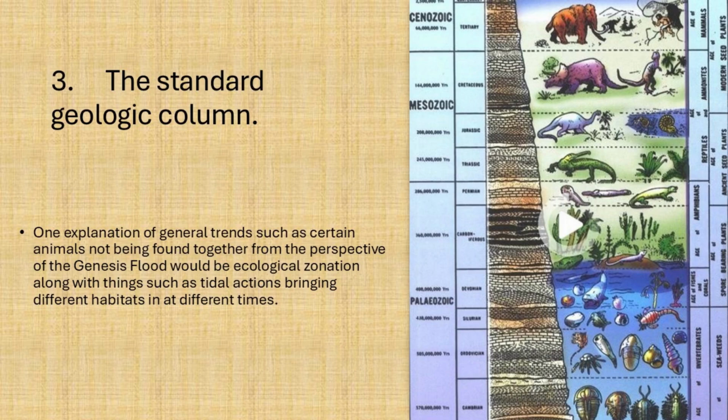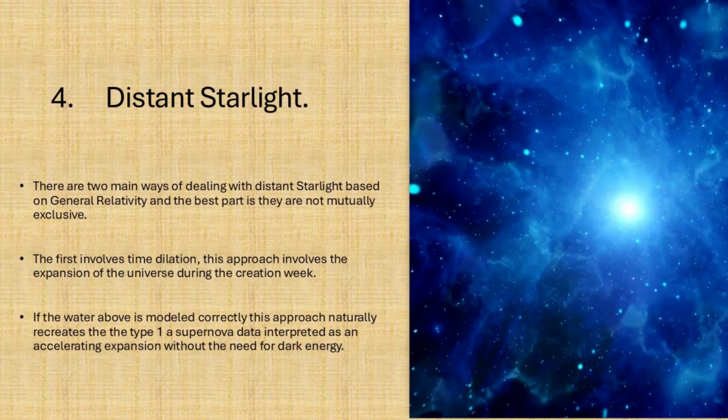Number four, distant starlight. There are two main ways of dealing with distant starlight, based on general relativity, and the best part is they are not mutually exclusive. The first involves time dilation. This approach involves the expansion of the universe during the creation week. In fact, if the waters above the firmament is modeled correctly, this approach naturally recreates the Type 1a supernova data, interpreted as an accelerated expansion, eliminating the need for dark energy.